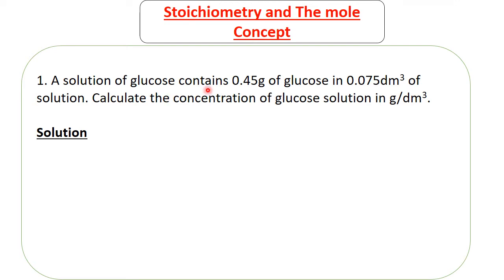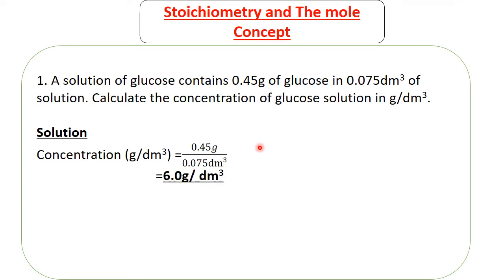So we have been given the mass and the volume. They want us to calculate the concentration of glucose in grams per decimeter cubed. So we recall the formula. Concentration in grams per decimeter cubed is mass over volume. So get the mass of the solute, which is 0.45 grams, and the volume of the solution, which is 0.075 decimeter cubed. When we punch this, we're going to get 6.0 grams per decimeter cubed.